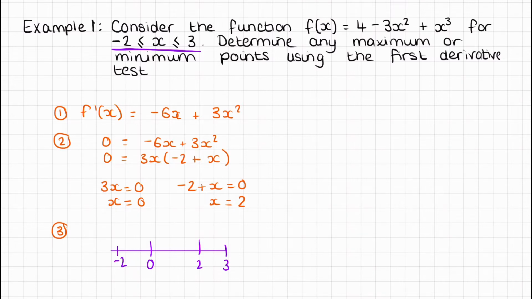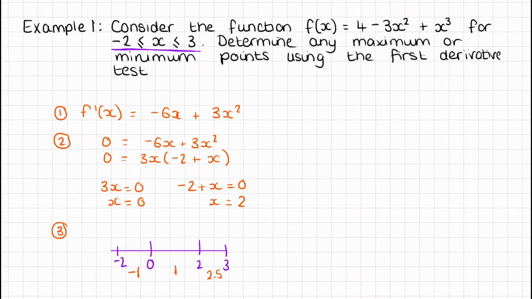To do this, we pick a number in between all these sections. So between negative 2 and 0, we pick a number. So I'm just going to go with negative 1. And it can be anything. Between 0 and 2, I'm just going to go with 1. And between 2 and 3, I'll go with 2.5. As I said, it can be any number between those two values.